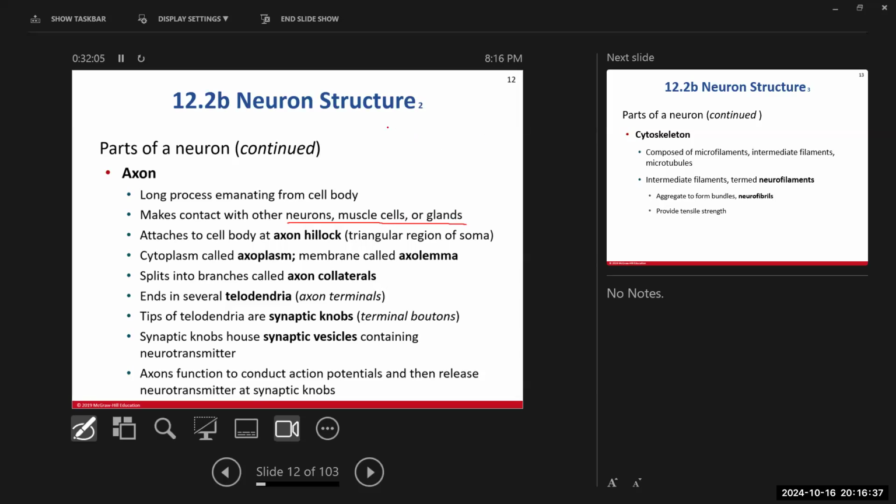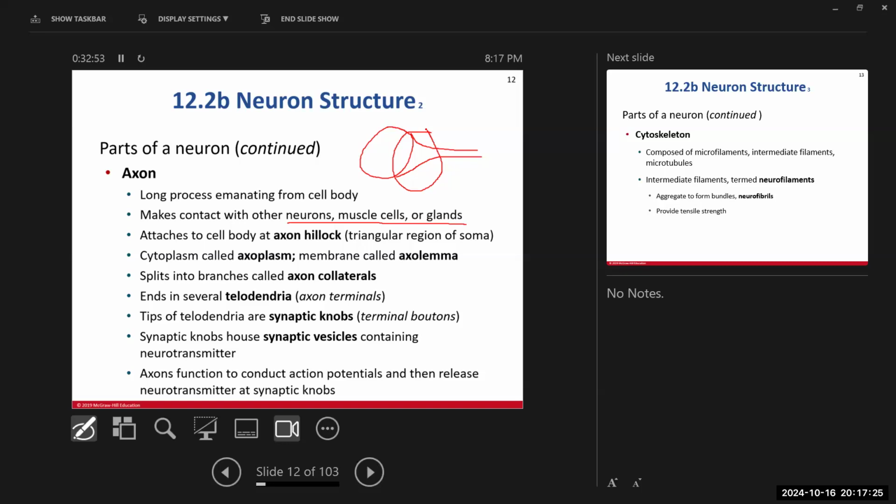Right where the axon comes off of the cell body, you have this triangular-like area, the area I'm circling. That's called the axon hillock. That's the beginning of the axon as it's attached onto the cell body. Physiologically, it's very important because that's where we initiate the action potential, the nerve signal, the actual electrical signal that travels down the neuron or the axon. It originates here. Great test question: the axon hillock is where you initiate an action potential.